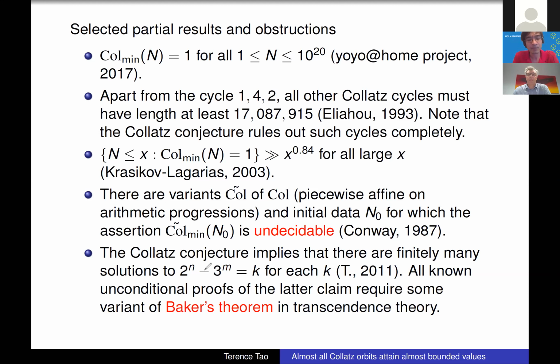So any proof of the Collatz conjecture must also prove this statement. Now, this statement is true. We do know how to prove it, but all the known proofs of the statement are hard. Most proofs use something called Baker's theorem, in transcendence theory, which is quite a non-trivial theorem. It earned Alan Baker the Fields Medal, I think, in the 60s. So this conjecture is at least as hard as certain rather difficult results in number theory. So it's unlikely that there's going to be a very cheap proof of this conjecture.